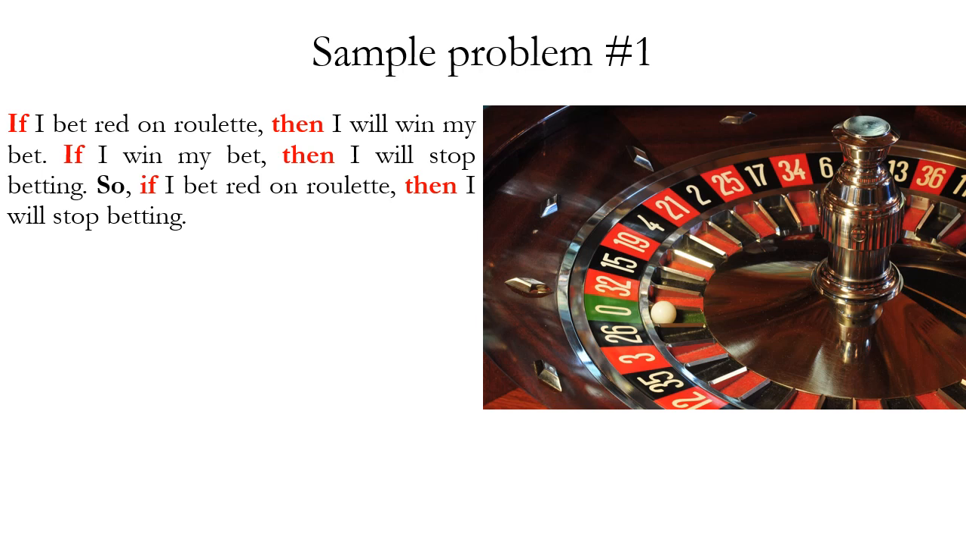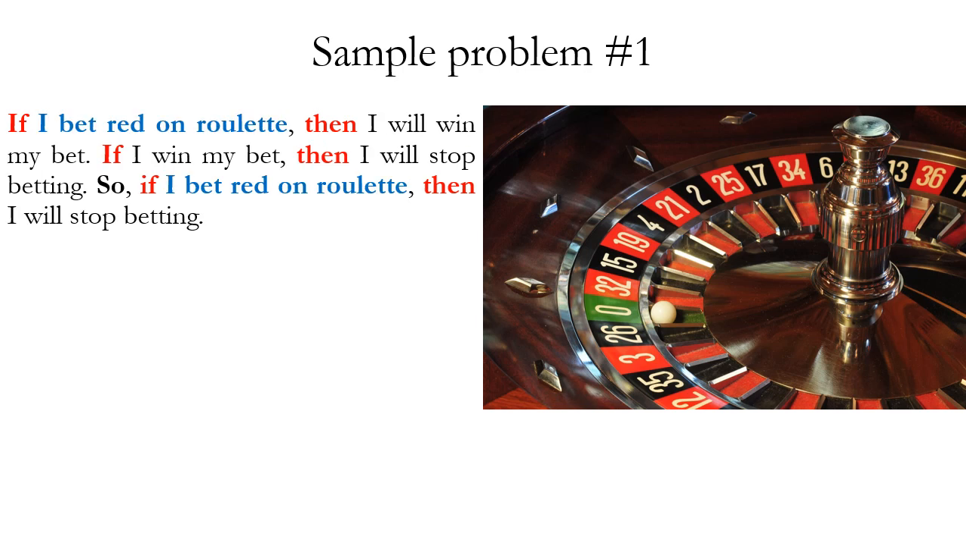But first, let's identify the simple propositions in this argument. Those are the ones that are being connected by the logical operators. The first simple proposition that we see is "I bet red on roulette." I'm using a different color to highlight it so that we can tell it apart both from the operators and from the other simple propositions. You'll notice that in this case, the proposition is repeated with the exact same wording later on in the argument. That makes it easy for us to identify where it pops up again. Remember that sometimes you'll have to figure out when the wording changes if it's referring to the same proposition or not.